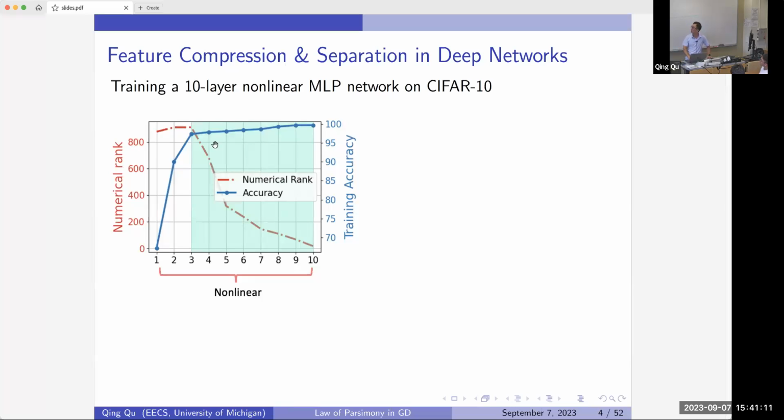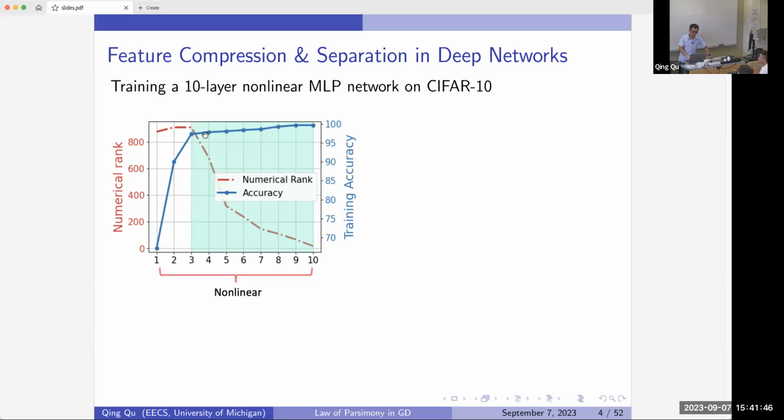What you can see is that from shallow to deeper layers, the rank of your features is progressively decaying. And for the training accuracy, if we do linear probing on each layer, you can see that it already achieves pretty high accuracy, even at around the third layer.